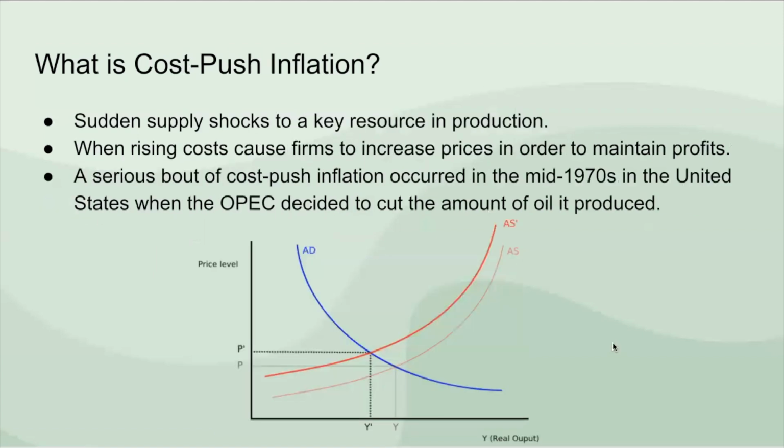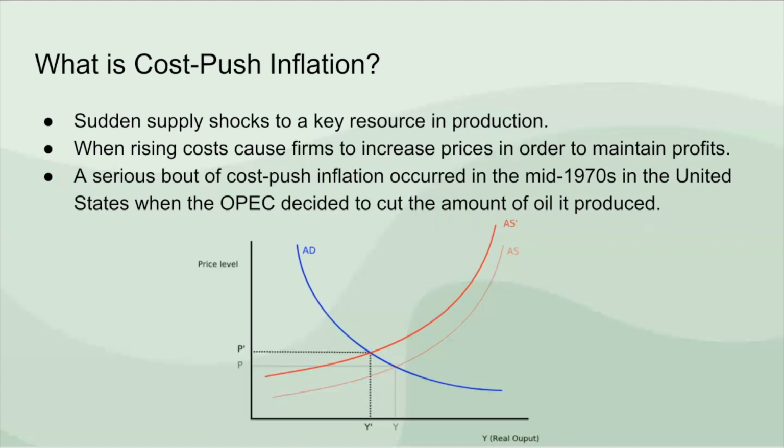What is cost push inflation? This is sudden supply shocks to a key resource in production. Basically, rising costs cause firms to increase prices in order to maintain profits. In other words, when production costs rise, the producers pass the increase on to customers.